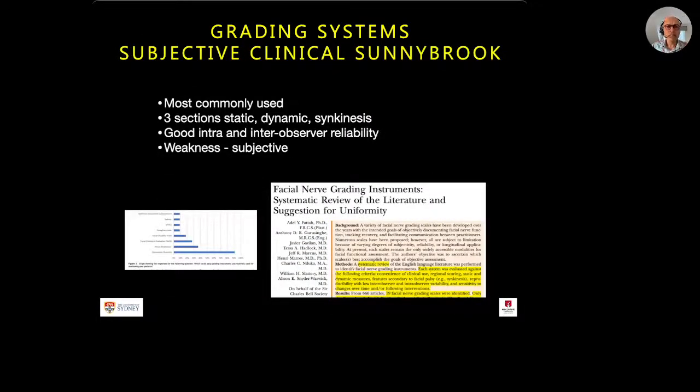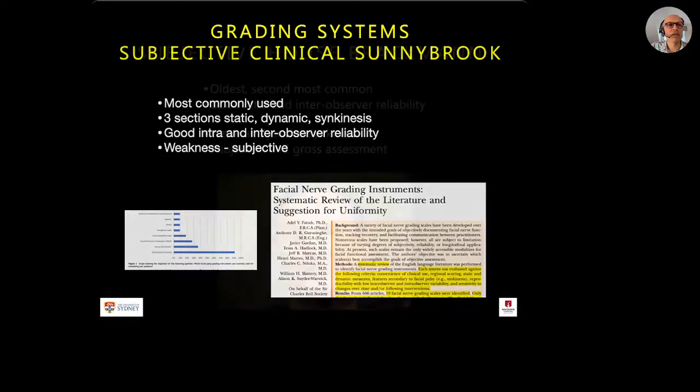Now, in terms of subjective clinical assessment, the Sunnybrook Toronto system is the most commonly used in the Sir Charles Bell Society Facial Nerve Study Group. It, as you likely know, is subdivided into 3 domains of static examination, dynamic examination, as well as synkinesis, and has good inter- and intra-observer reliability, but it suffers from, like all subjective scales, the subjective nature, and so there is bias in this type of a scale.